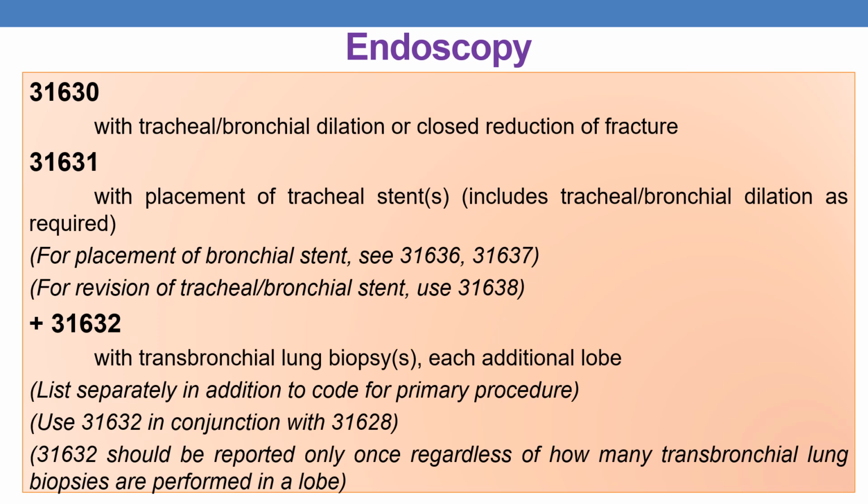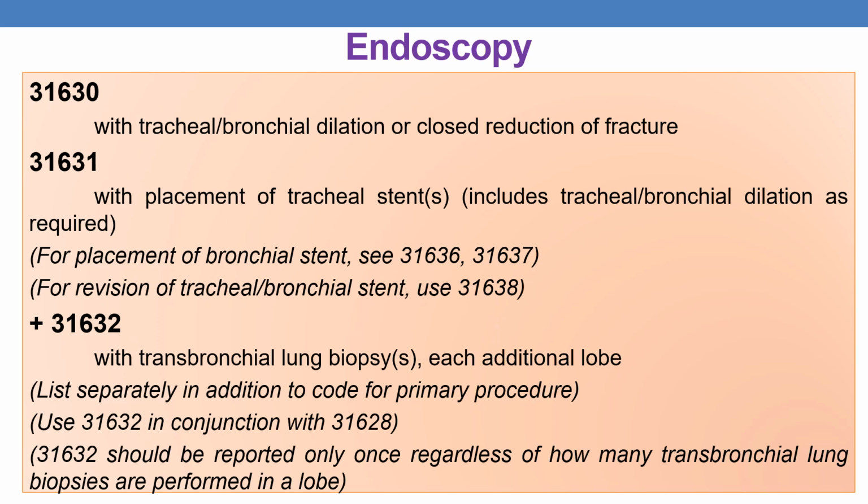The next is 31631. It deals with bronchoscopy, rigid or flexible, including fluoroscopic guidance when performed with placement of tracheal stent, including tracheal or bronchial dilation as required. And for the placement of bronchial stent, see 31636 and 637. And for revision of tracheal or bronchial stent, then see 31638.